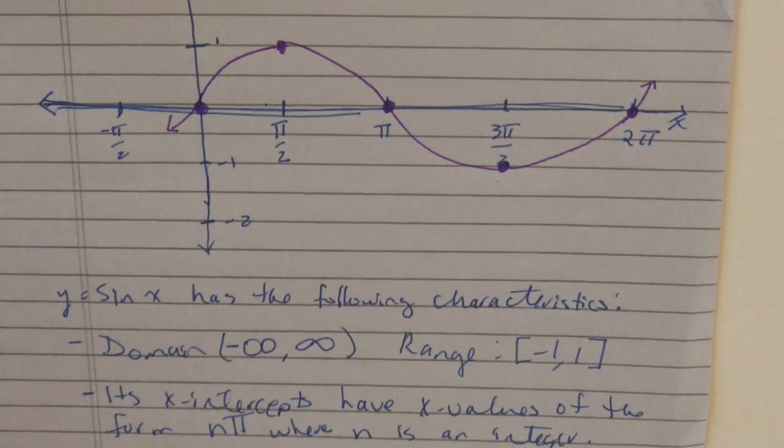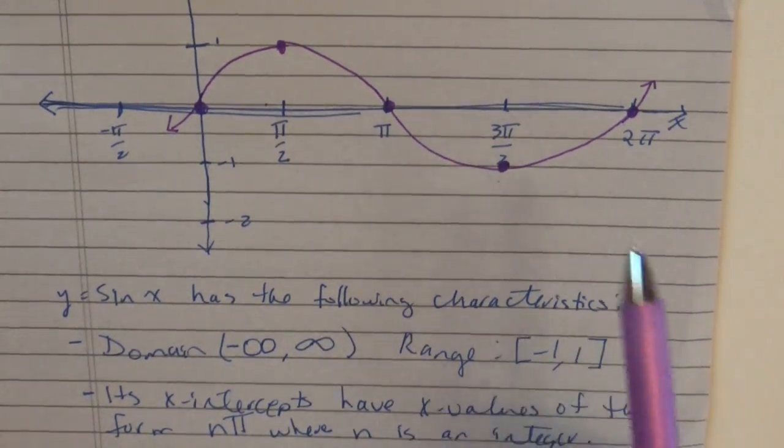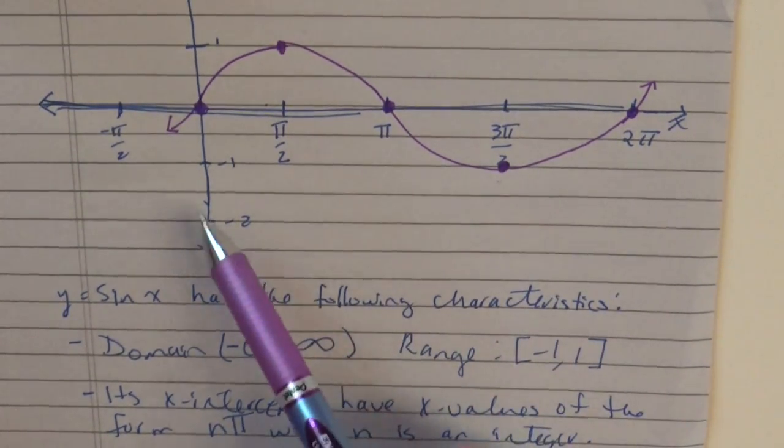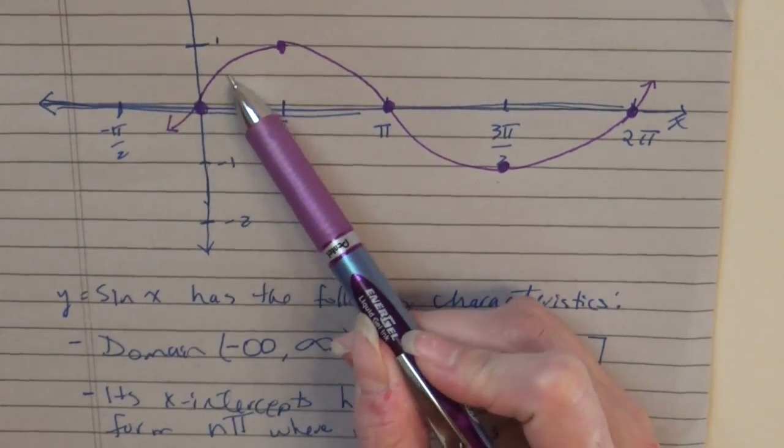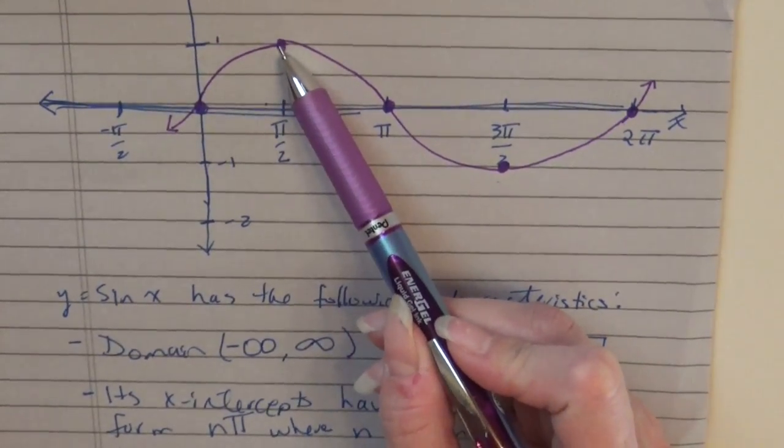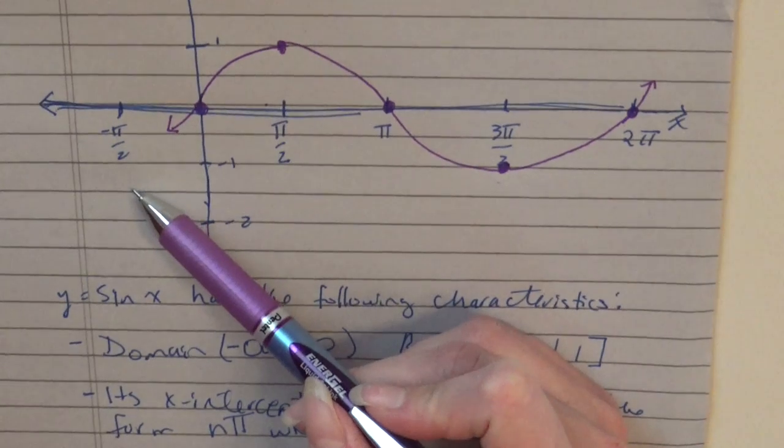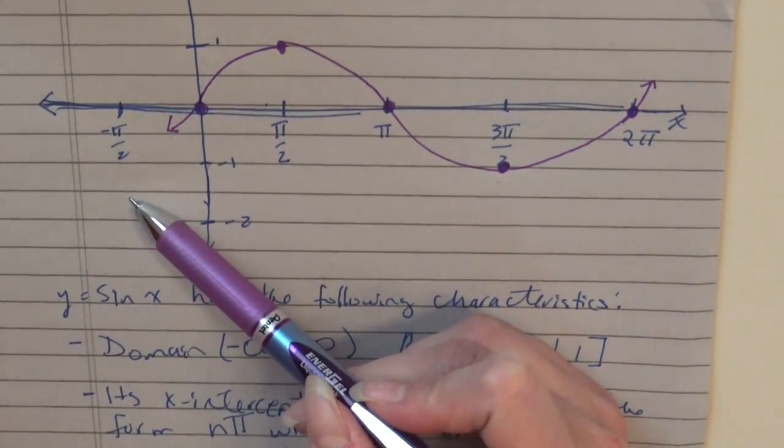The function is odd. In other words, it's symmetric with respect to the origin. So as you go up, any point that you find up here, you can find a corresponding point by changing the sign on both the x and the y values.